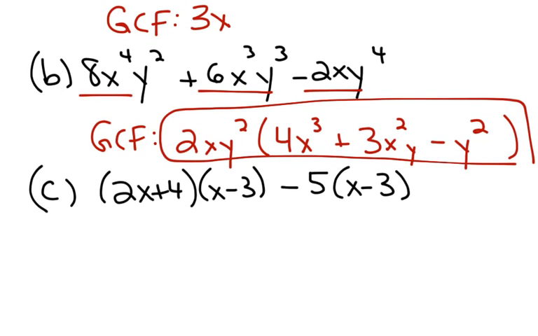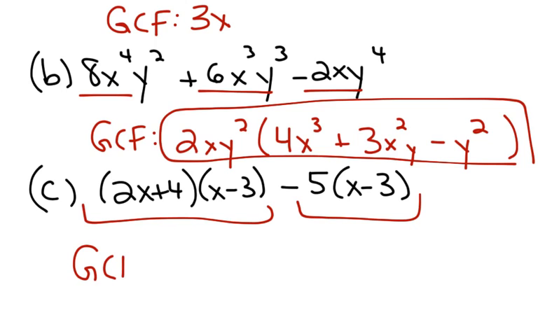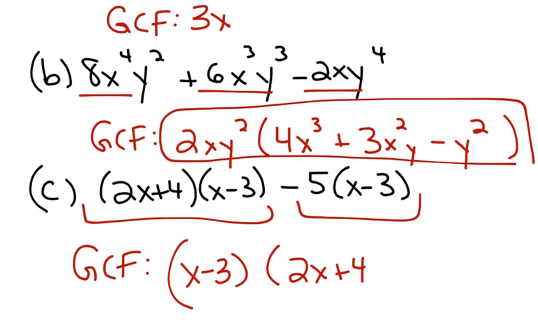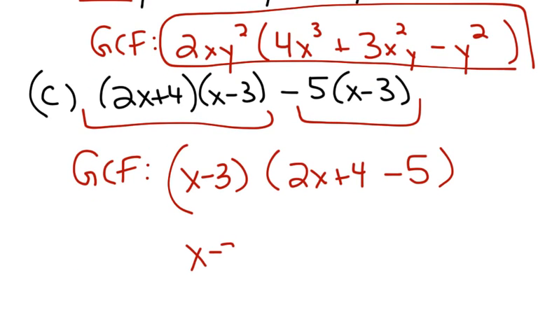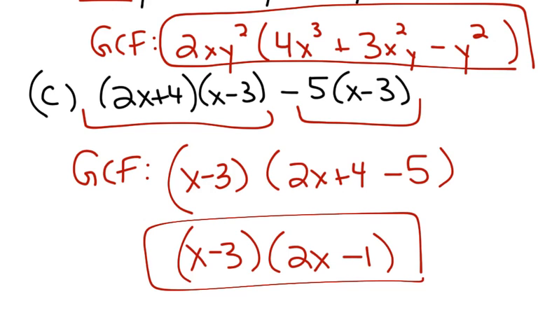The third one is probably not like one you've seen before, which is good. I want, in the honors class, for you to be exposed to problems that we don't give the regular kids. I claim to you that these have a greatest common factor, and that greatest common factor is x minus 3. So if I take x minus 3 away from both of them, I'm left with 2x plus 4 from the first part and minus 5 from the second part. So I've got x minus 3 parentheses x squared, 2x minus 1, and that would be the factored form.